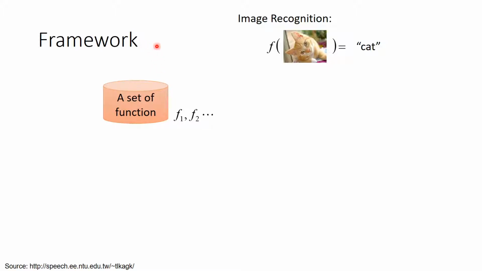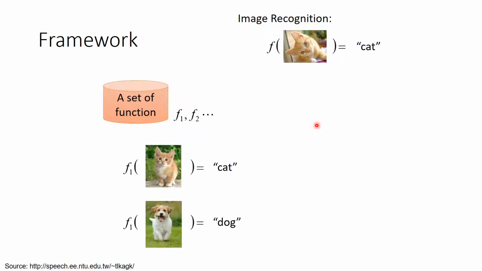In the image recognition framework, we have a lot of functions. We call a set of functions like F1, F2, and so on. Some function will tell you the right answer. For example, F1 sees this figure and says it is a cat, and F1 sees this figure and says it is a dog. This is the correct function.